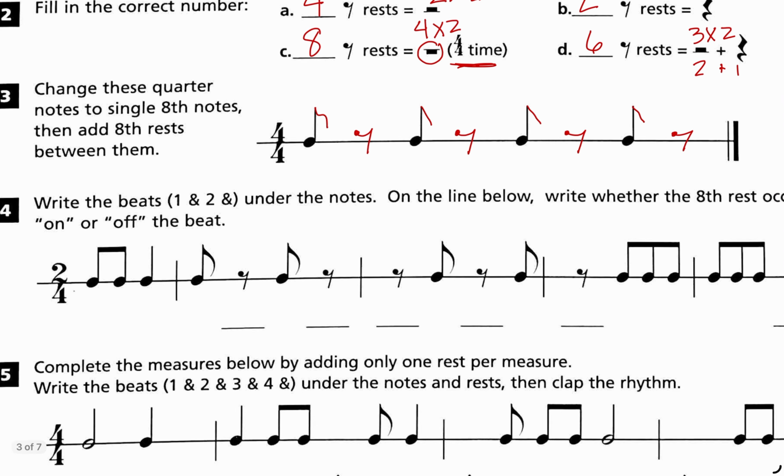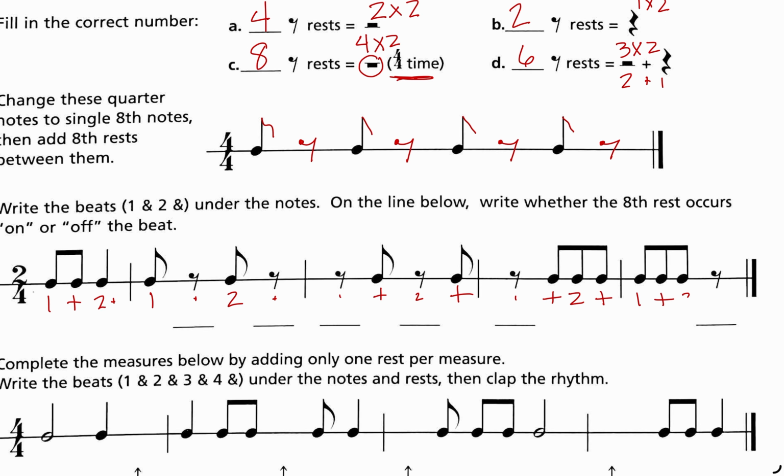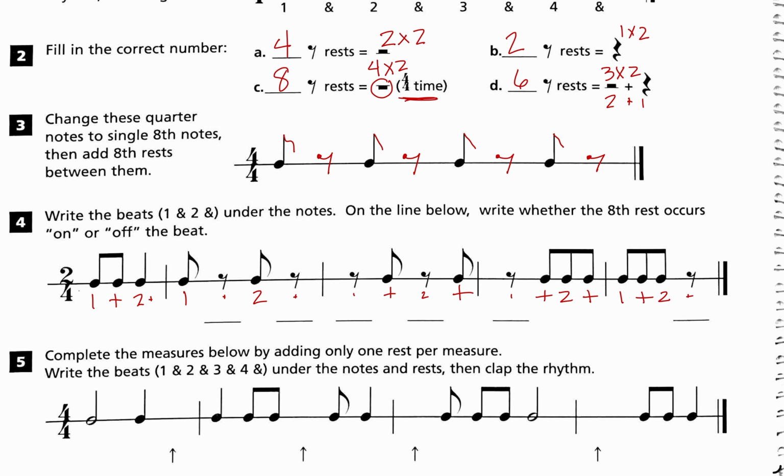Okay, on number 4, it is asking us to write in our counting: 1 and 2 and 1 and 2 and 1 and 2 and 1 and 2 and 1 and 2 and. Now, it's asking us to tell what beat these eighth rests are happening on, if they're happening on a beat or off a beat. So numbers are on the beat and ands are off the beat.